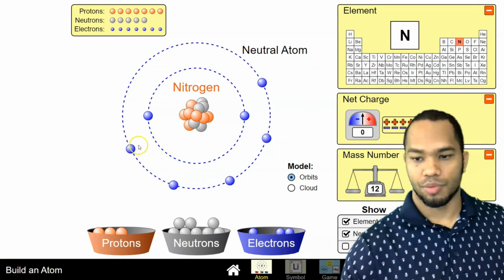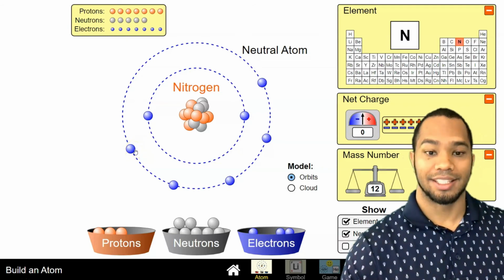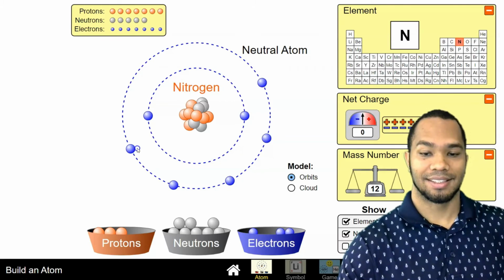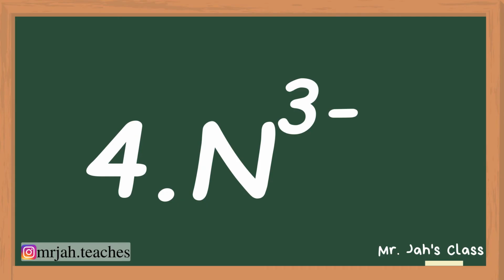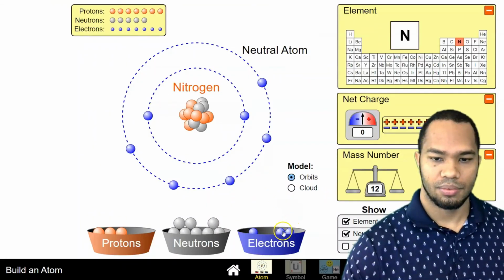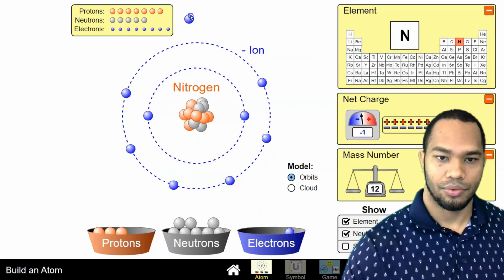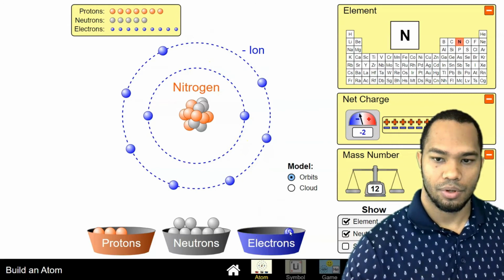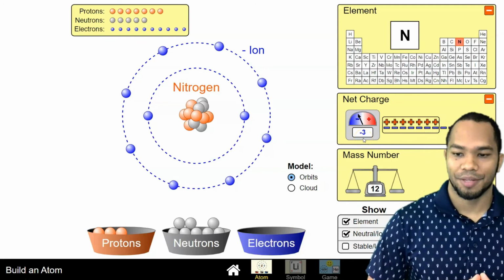when nitrogen forms bonds with other elements, it will tend to actually get 3 electrons. Because take a look, it has a -3 charge. So we are going to get 3 more electrons. Notice -3, right?